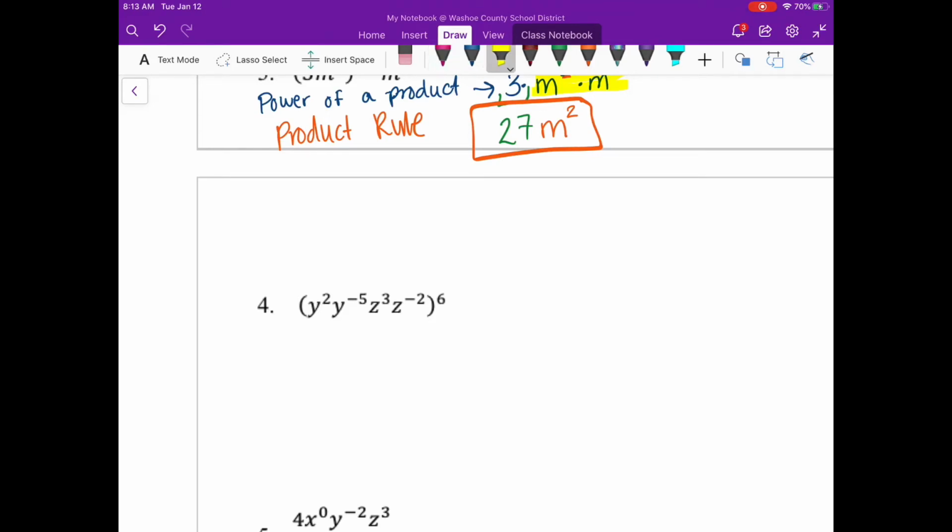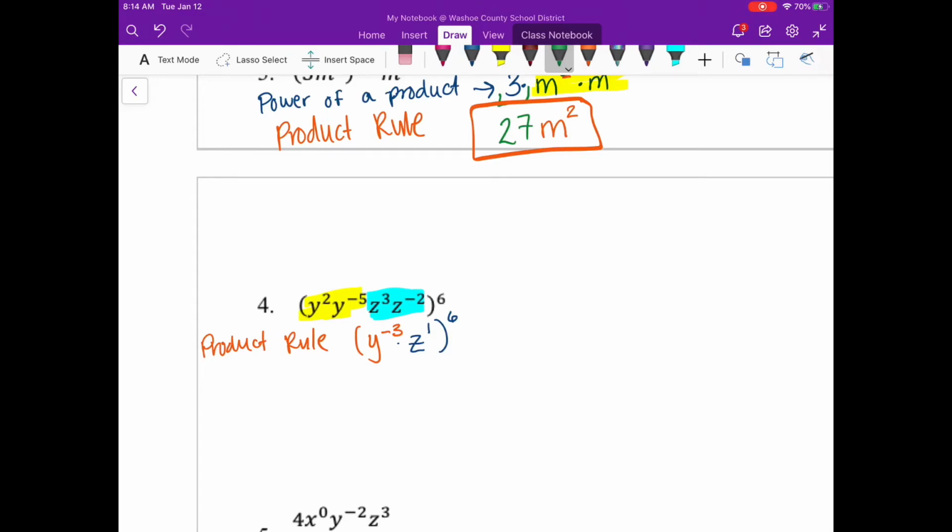So inside the parentheses, I have 2 different bases. I have y's and I have z's. So I'm going to simplify the y's first by using the product rule. And that means I'm going to just combine them into one single term. So for the y's, I'm going to add 2 plus negative 5. And that's going to give me a negative 3. And for the z's, I'm going to add 3 plus negative 2, which is just 1. And then I still have the 6 on the outside. Okay, so it is always a good idea to simplify what's inside the parentheses first before you distribute the 6.